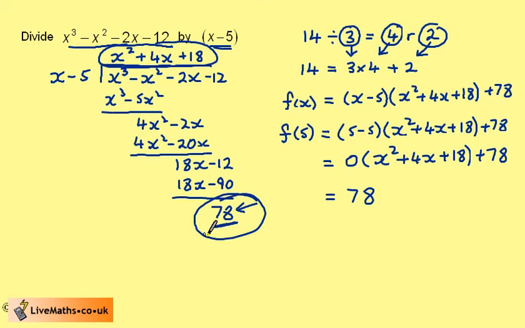So in order to work out the remainder, without doing all of the division, we can just evaluate f of 5. And this is the remainder theorem.